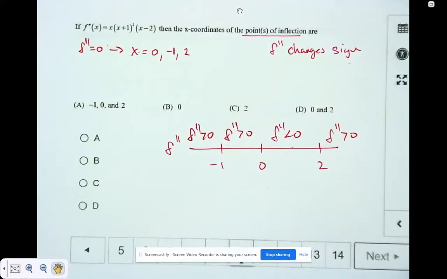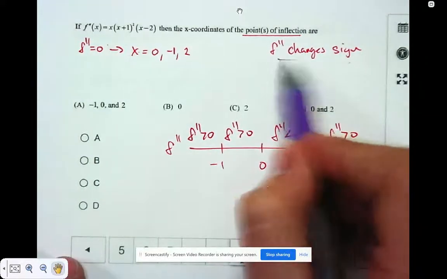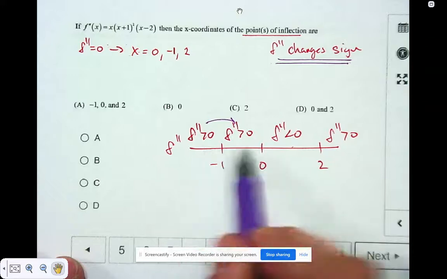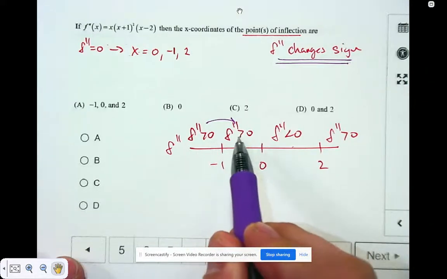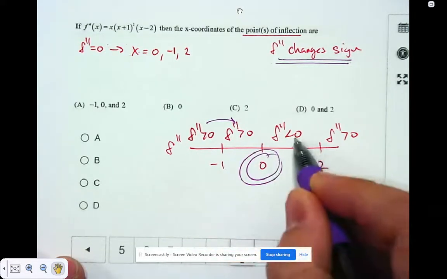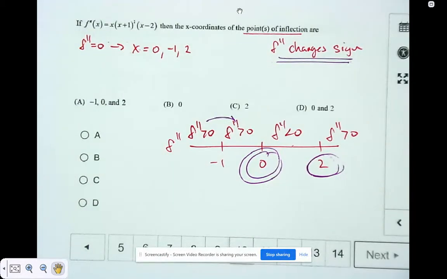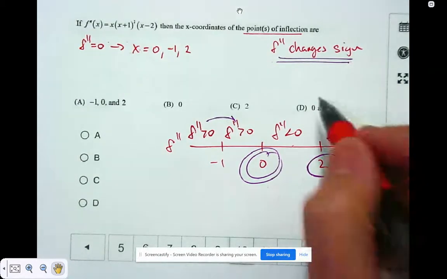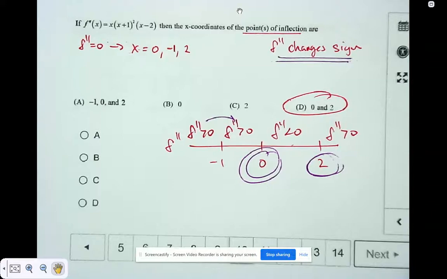Okay, so where does f double prime change sign? Well, from here to here, it did not. It's positive to positive. But here I went positive to negative, and here I went negative to positive. So it should be 0 and 2. Okay. All right, question number 11.